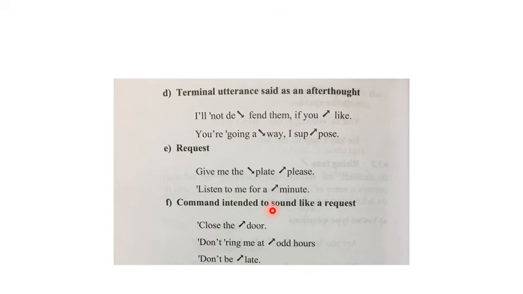هدول requests فيهم rising tone. حكينا عكسهم في falling tone في إيش؟ commands. تمام. بس في command intended to sound like a request، الأمر اللي بدي إياه يكون مبين كأنه طلب مش أمر، يعني بديش أبين فيه سلطة أو قوة. زي: Close the door, don't ring me at odd hours, and don't be late. Okay? إذا هذا أمر نيتي منه أبينه إنه request، بديش أبين فيه سلطة. أوكي؟ طيب.